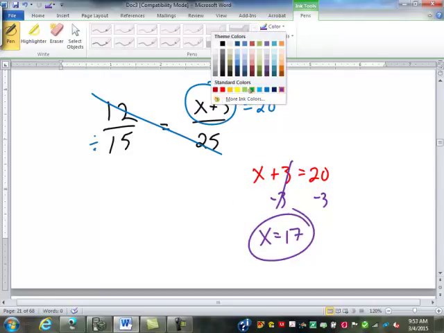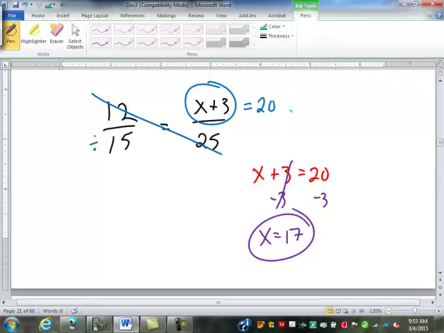A lot of people added the 3. I'm like, no idea how you got it right. Yeah, it makes sense.